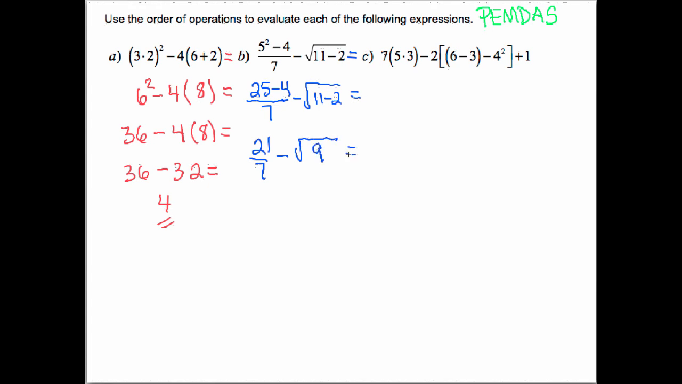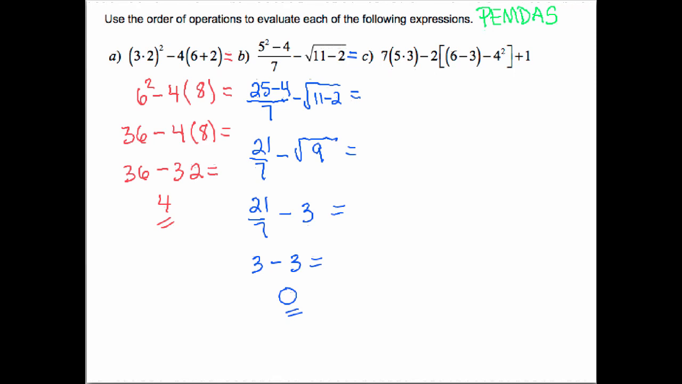Next, I'll go ahead and apply the exponent. So I have 21 over 7 minus 9 to the 1/2, or the square root of 9, which is 3. Then I'll divide before I subtract. 21 divided by 7 is 3. This gives me 3 minus 3, which is 0.